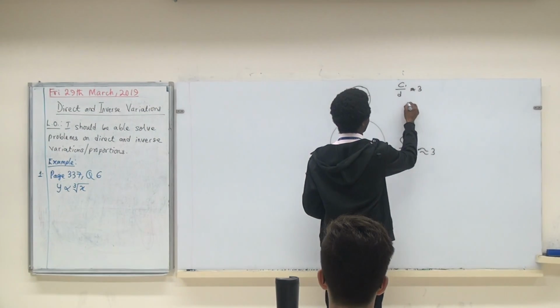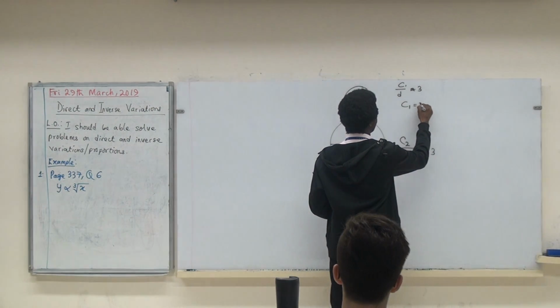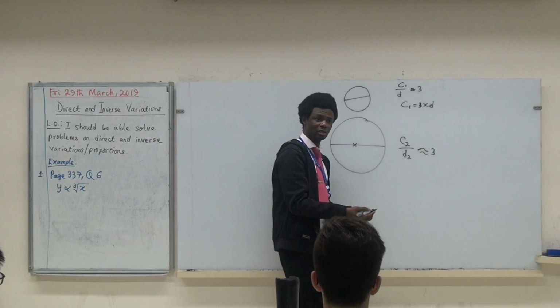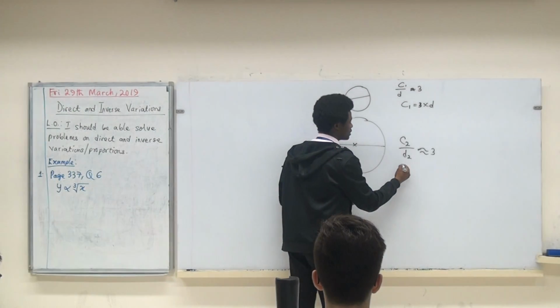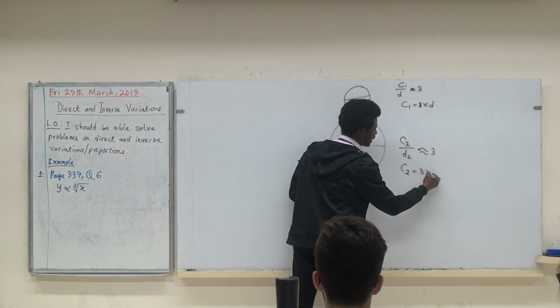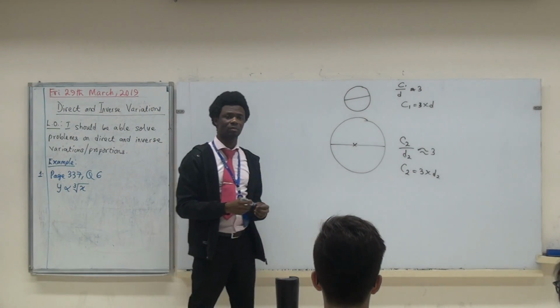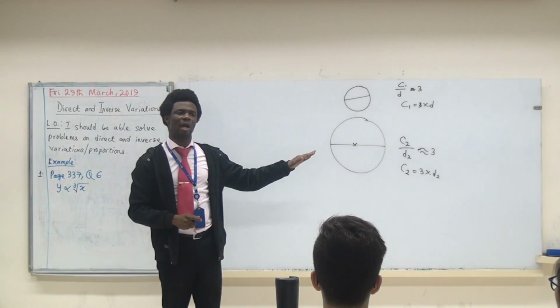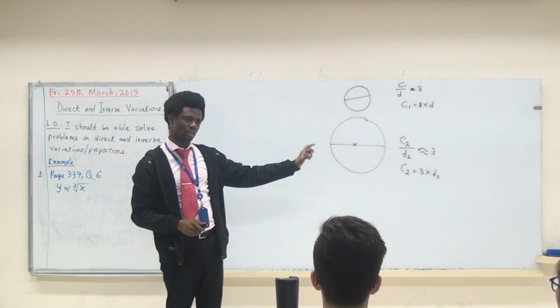Which means my C1 is actually 3 times the diameter. Is that not? Yes. C2 will also be 3 times that diameter. Is that not? Yes. I'm just saying approximately 3. I'm not saying it is exactly 3.